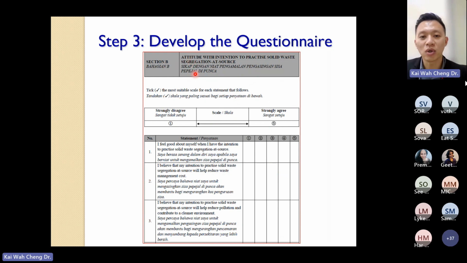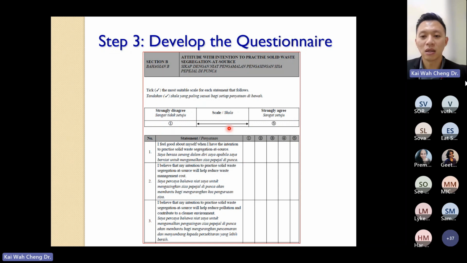And then we will give a short instruction to tell the respondent what they're supposed to do when they receive this questionnaire. And then we state the measurement scale that you use to test the variable in the research.